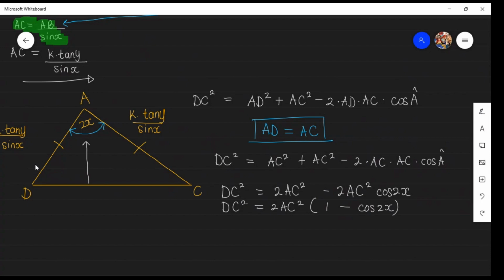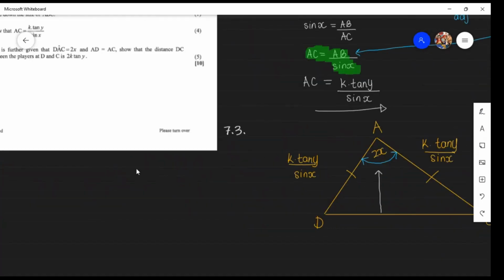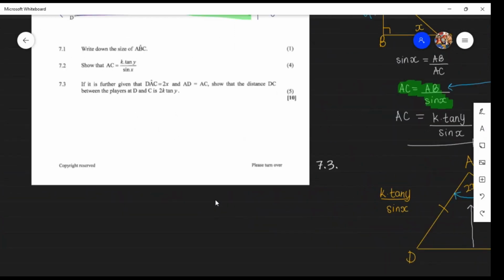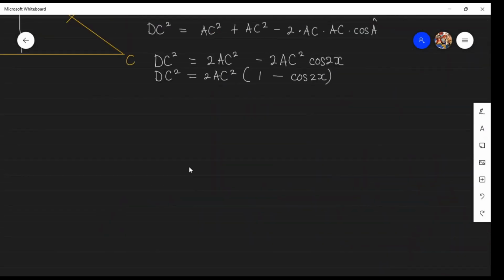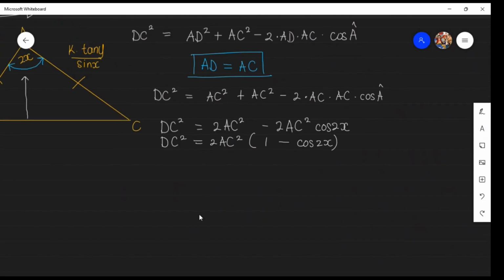So let us go back to our initial question and see what our DC value was supposed to be. It states, show that the distance DC between the players at D and C is 2k tan y. So our value of DC needs to be 2k tan y. So let us go back and try and simplify. Before we substitute, let us do one more thing.